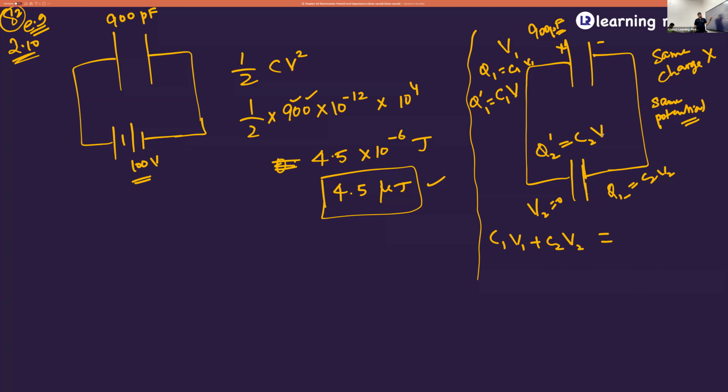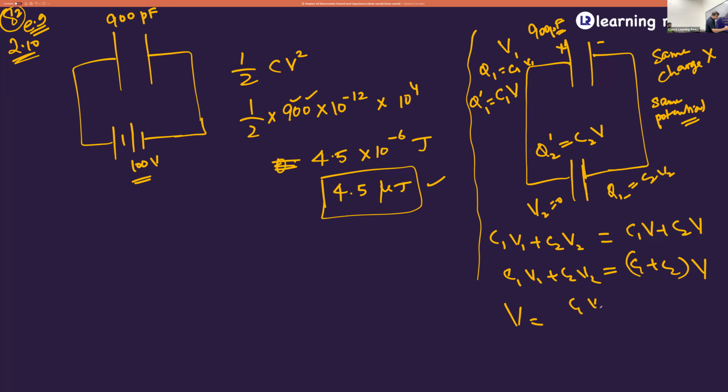So initial charge of the system is C1 V1 plus C2 V2. Final charge of the system will be C1 V plus C2 V. If I take the V common out of it, then I'll have C1 plus C2 into V is C1 V1 plus C2 V2. Then what is the value of V? It is C1 V1 plus C2 V2, the whole divided by C1 plus C2, and this is going to be the value of the common potential at which this transfer will stop.